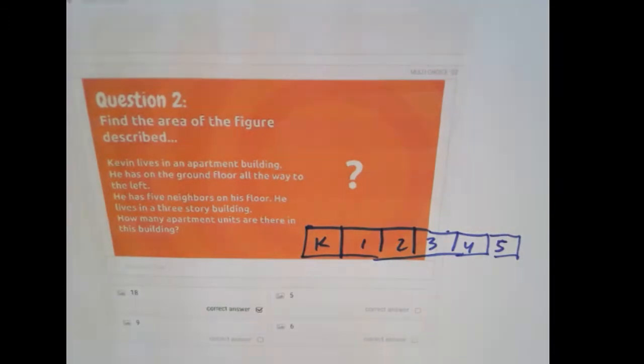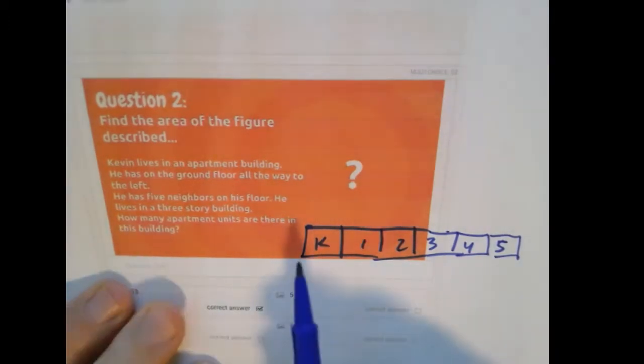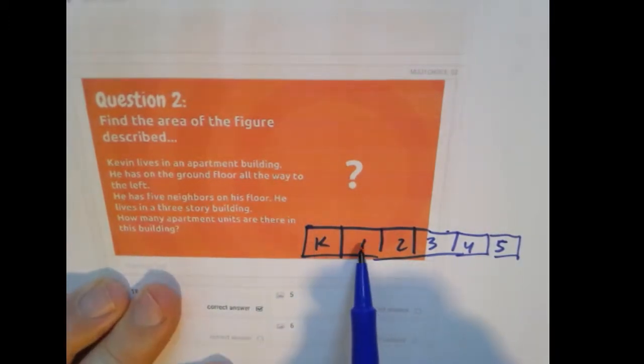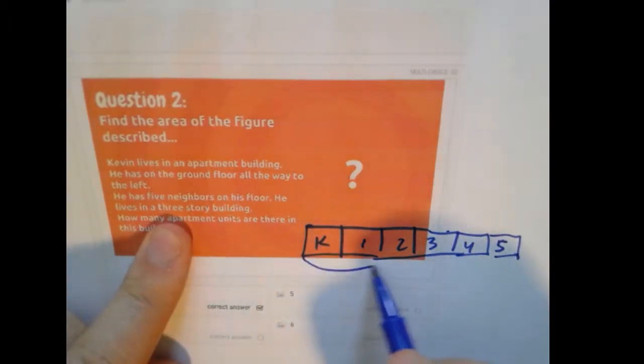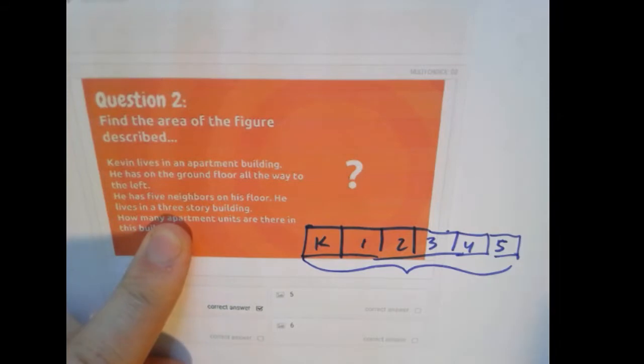So really, how many people live on the ground floor? If it's him and 5 neighbors, 1, 2, 3, 4, 5. So what is the width of this rectangle we're going to make? It's actually 6, right? Because we have Kevin and 1, 2, 3, 4, 5 neighbors. So it's a width of 6 on the bottom.